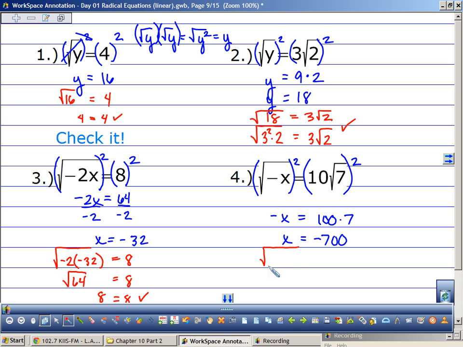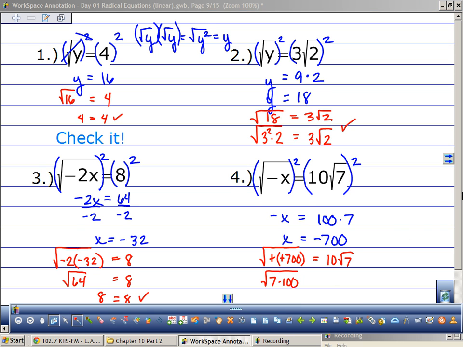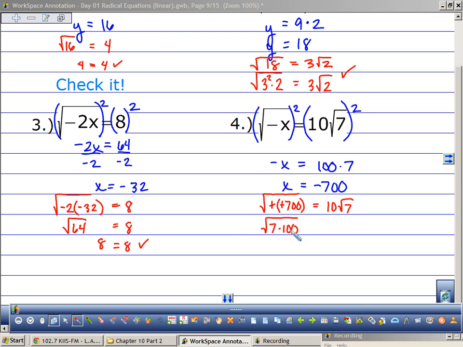Square root. I've got a negative sign here. Then I'm going to substitute in my x. That should be equal to 10 root 7. A negative times a negative is a positive, and 700 can be written 7 times 100. Do they check? Yes, because I can kick out that 100 because it's 10 squared. So it checks.